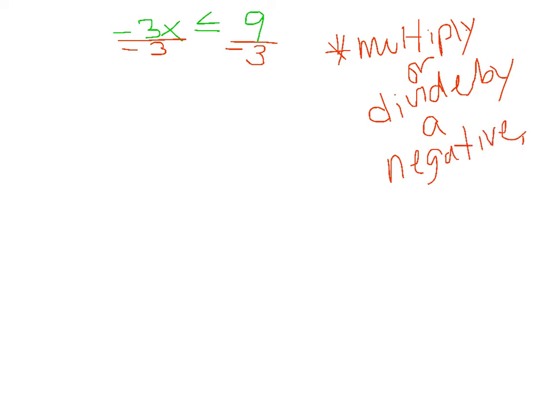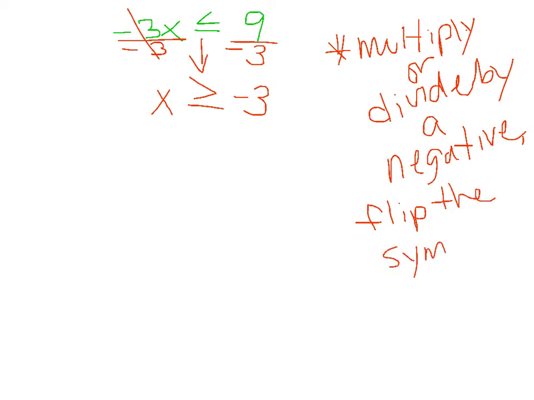So when we go to this next step, those will divide to 1. We've got x. Now my sign is going to switch and face the other direction. Now it's going to say x is greater than or equal to -3. So when we divide by or multiply by a negative, we need to flip the inequality symbol, and it'll face the other direction. So if we were to graph this one, here's -3, it's an equal to, so we'll use a closed dot, and we're going to shade where x is greater than that.